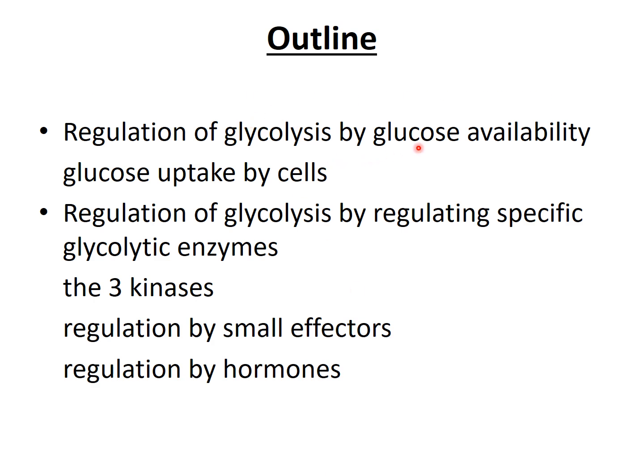Regulating glycolysis through glucose availability, which means that there will be cells that can take up glucose in different ways. This is the first step. Then we have the 3 kinases. You remember, hexokinase, PFK1, pyruvate kinase in glycolysis, which all will be regulated with either small molecular weight effectors and or by hormones.